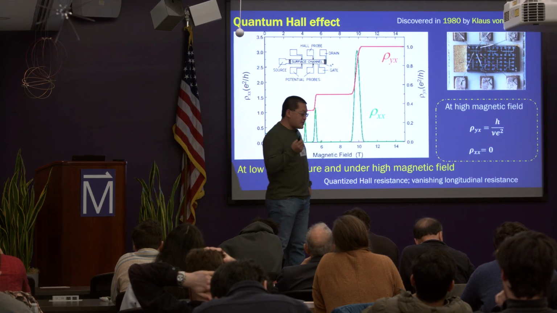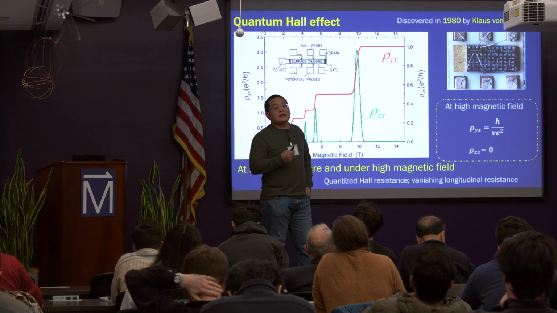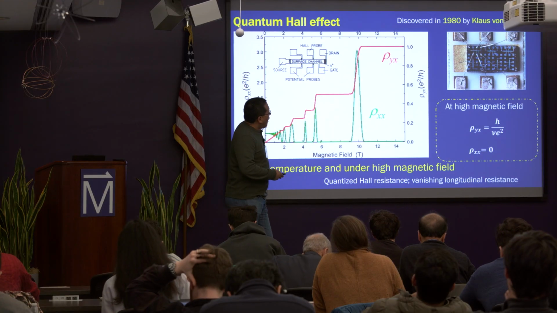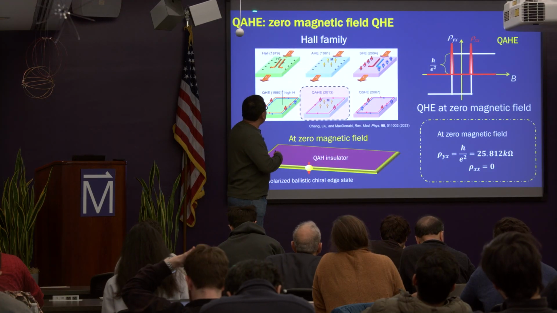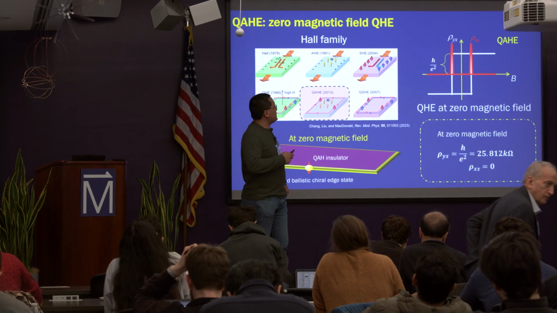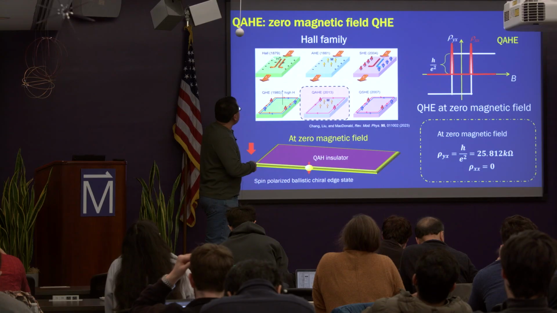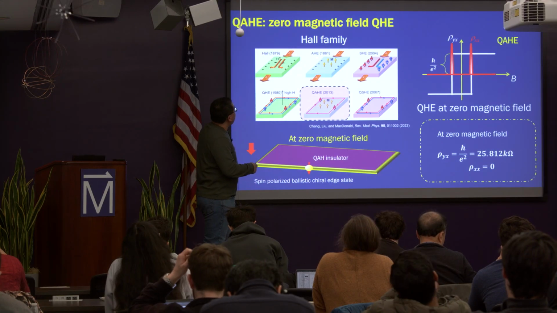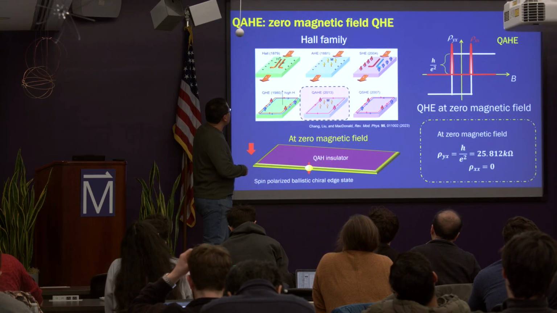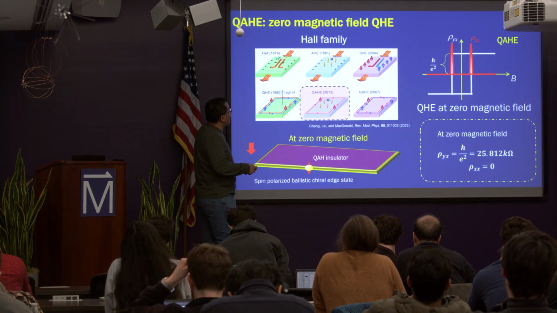So here we ask one question: can we realize the quantum Hall effect without the need of an external magnetic field? The answer is yes. That zero-field quantum Hall effect is called the quantum anomalous Hall effect. Here is the Hall family. There are three basic members: Hall effect, anomalous Hall effect, and spin Hall effect. And their quantized versions are the quantum Hall effect, quantum anomalous Hall effect, and quantum spin Hall effect.